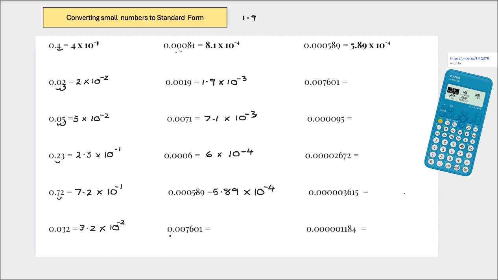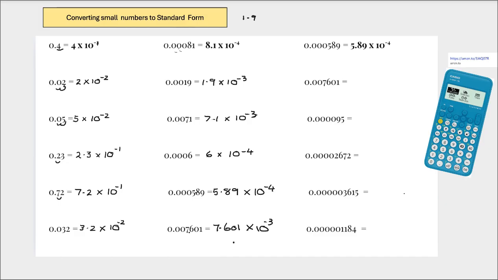And finally, same again. We've got 7601. We're going to put it there. Perfect. So that's 7.601 times 10 to the power of how many times did we move it? 1, 2, 3.